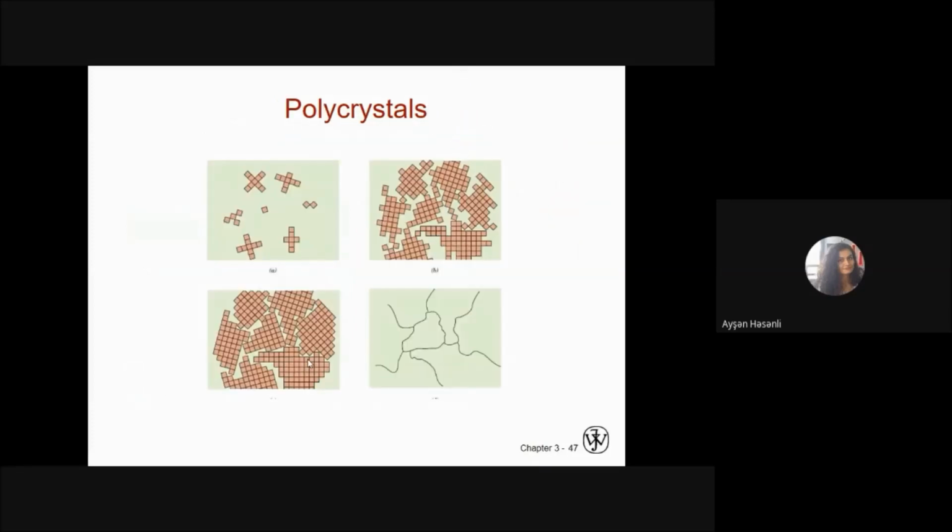So how do polycrystals, let's say, happen? Here, this gray one is liquid. This reddish one is solid. Each cube over here, this one over here, will be one unit cell.